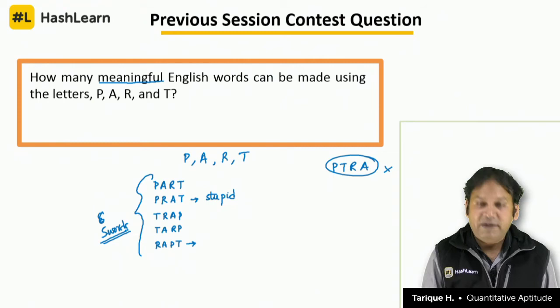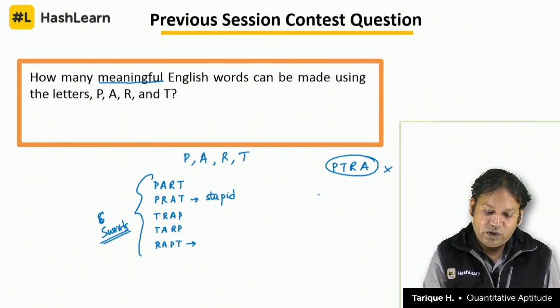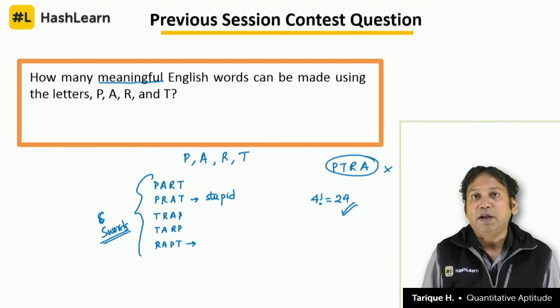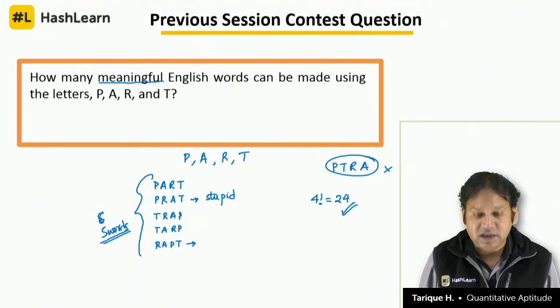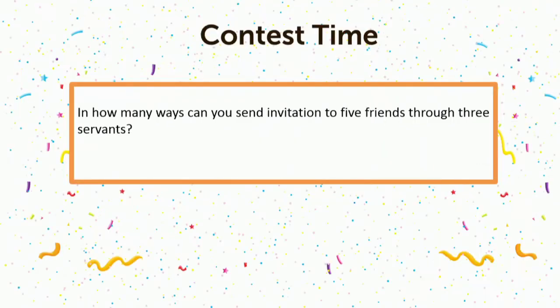Okay. But every time we arrange them, this also is an arrangement question, and if I had to find out the total number of ways in which this can be arranged, the answer will be 4 factorial, and you will see how we get this 4 factorial later on in the discussion today. The total number of ways in which we can arrange the letters PART is 24. Alright. Now, let us see the contest question for this session.